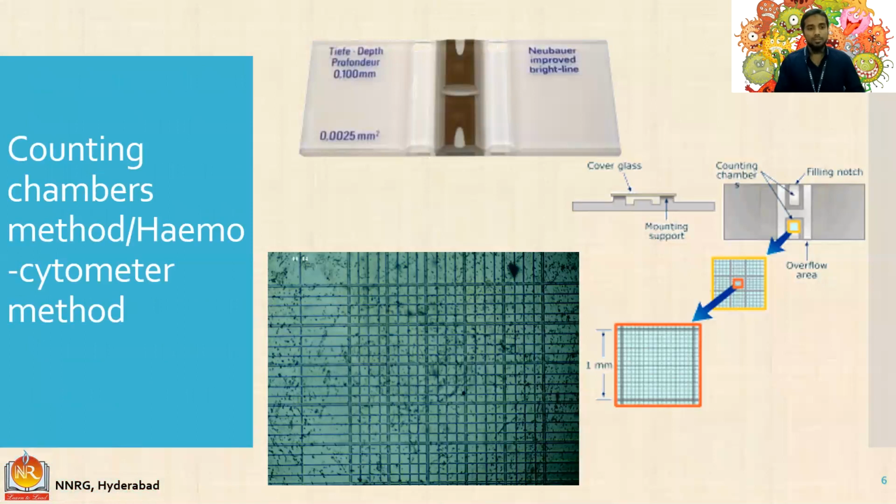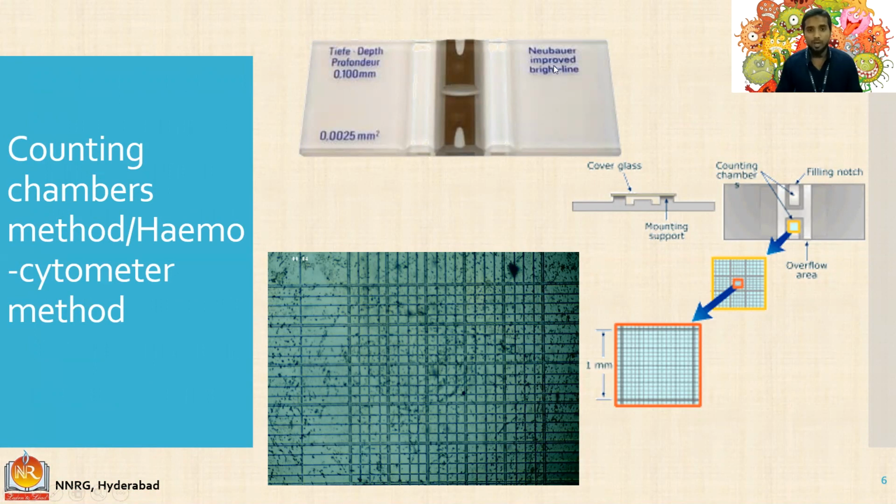So the counting chambers method, that is by hemocytometry. You might have learned hemocytometry in anatomy in first year. In anatomy, we take the blood sample and check the number of RBC present, right? This is the image of a hemocytometer.